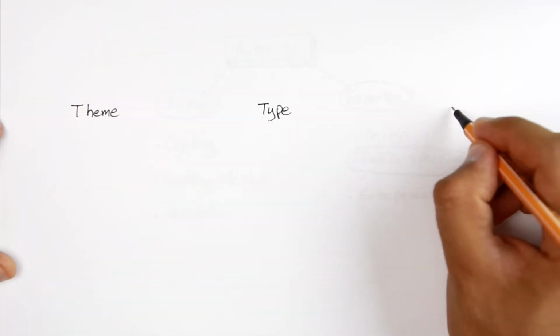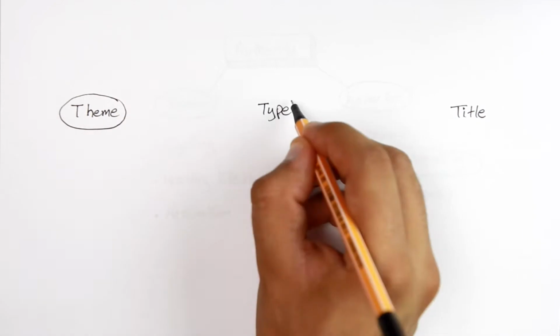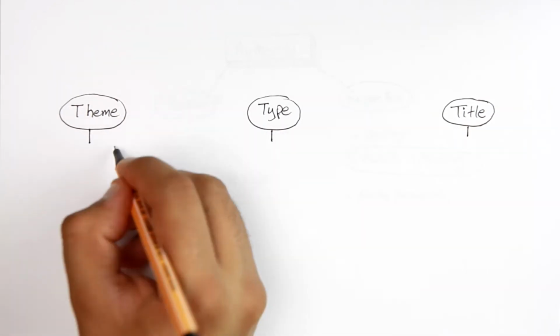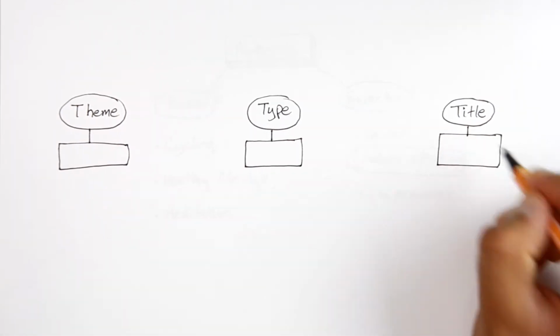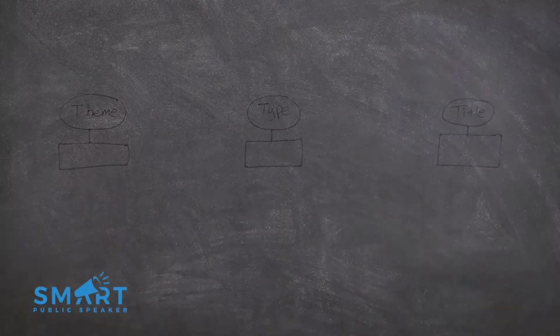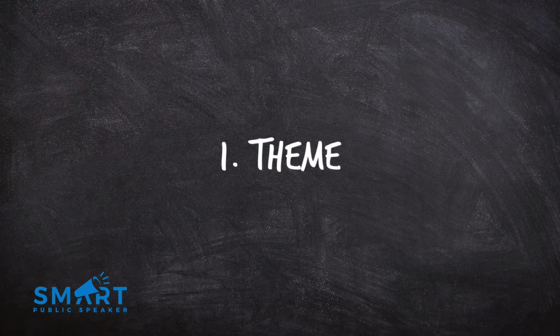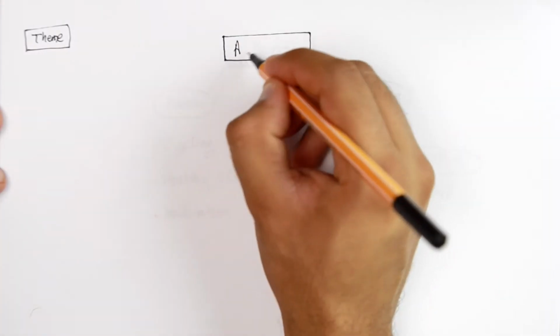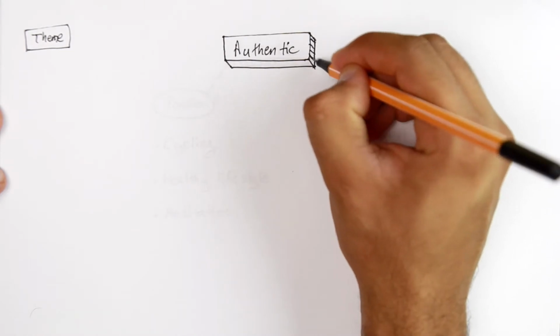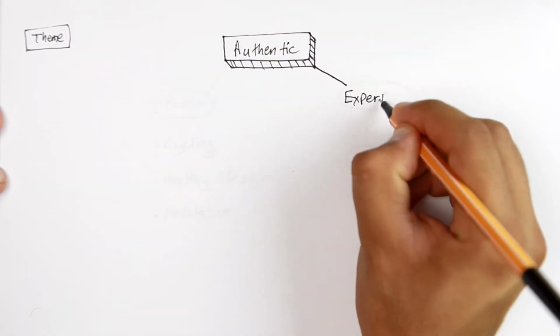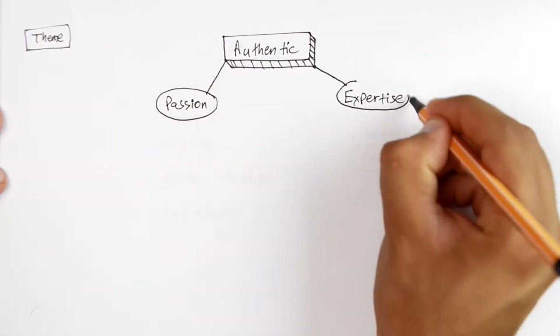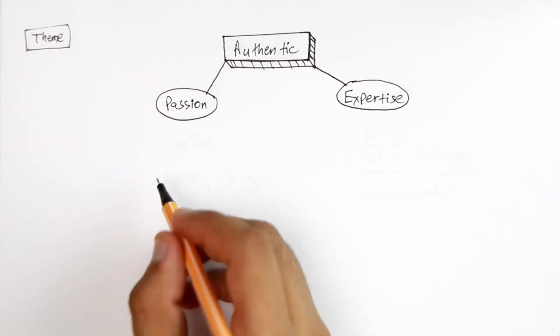Now there are 3 T's which will help you get the bulk of your planning done, and once these are done, the rest becomes really simple. So what is the first T? The first T is for theme. And in order for us to speak with more authority and be authentic with our message, we need to talk about our expertise or something we're passionate about.